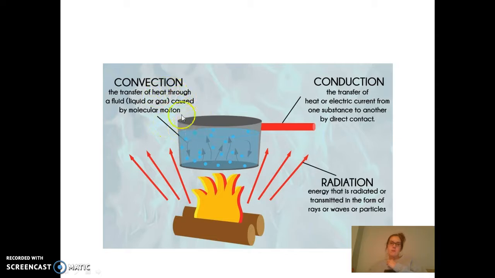Then you have convection, and that only happens with liquids or gases, because remember in liquids and gases, the molecules are not locked in place like in a solid. They can actually move around and flow. That's why we call them fluids. So when things get hot, they speed up and they spread out because they have more energy. And so when they spread out, it makes them less dense or less packed together.